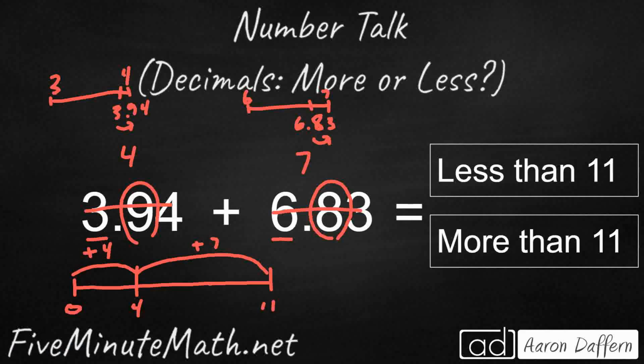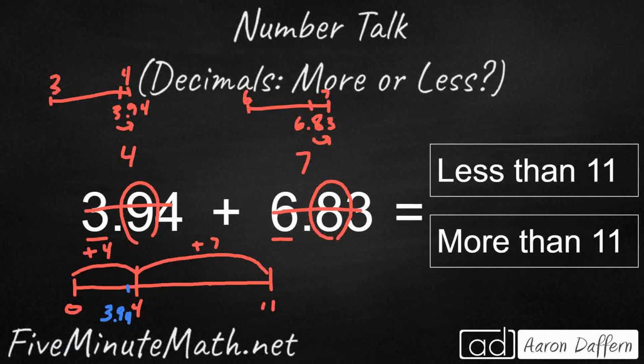But look at my actual numbers. 3.94 is not quite 4. 3 and 94 hundredths is really close. But if you look at it here, and let me change colors, it's going to be just a little bit short. So 3.94 is a little bit short, so I'm not quite at my 4.